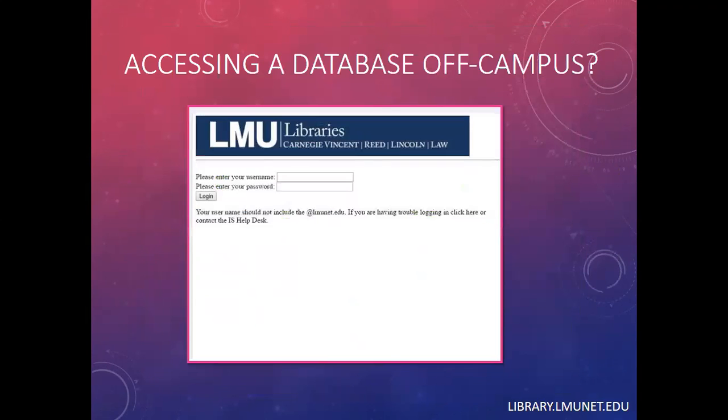If you're accessing databases or resources offline, off campus, you may have to log into our library website. You'll use your first name dot last name, leave out the lmunet.edu, and then use your regular password. If you have any trouble, you can call us or the help desk.